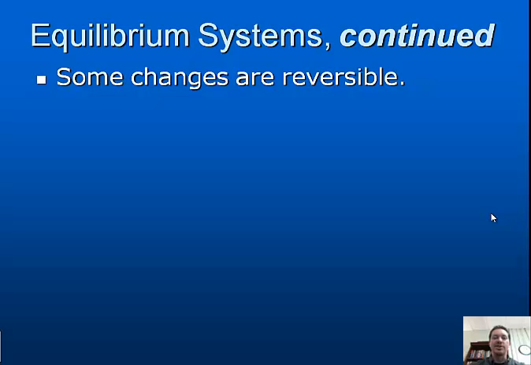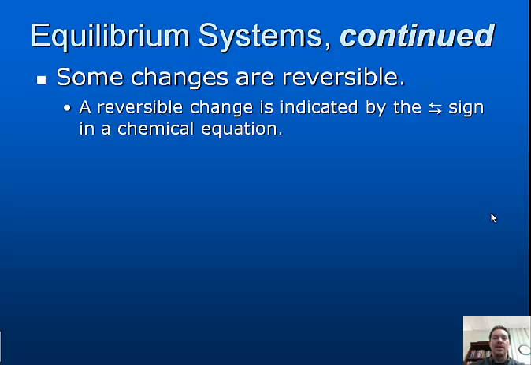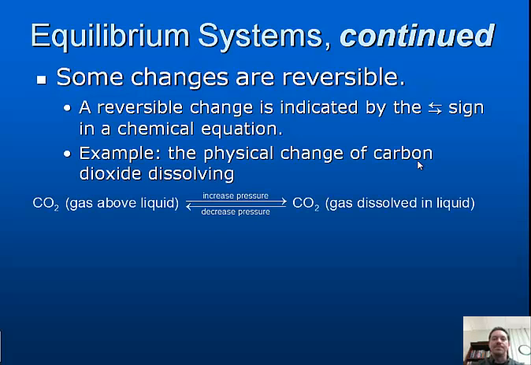So some of these changes can be reversible. And if we were to write a chemical reaction out, we typically write a double arrow sign. This indicates the reaction can go in either direction. So an example here, a change of carbon dioxide dissolving. So carbon dioxide, CO2, we can get an increase in pressure and go from the gas above the liquid, increase the pressure, and then we can dissolve this carbon dioxide into liquid.